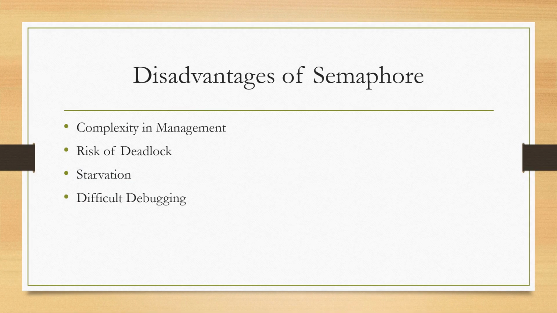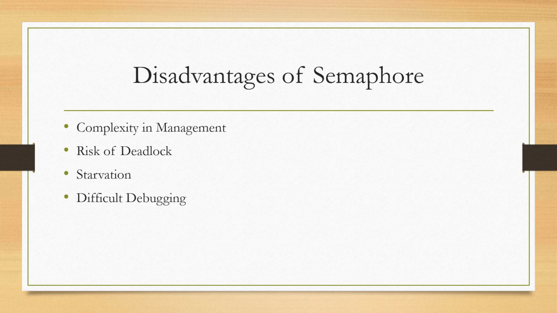While semaphores are useful for synchronization, they have several drawbacks. Complexity in management. Using semaphores incorrectly can lead to complex bugs, such as deadlocks, race conditions, or priority inversion, especially in large systems.